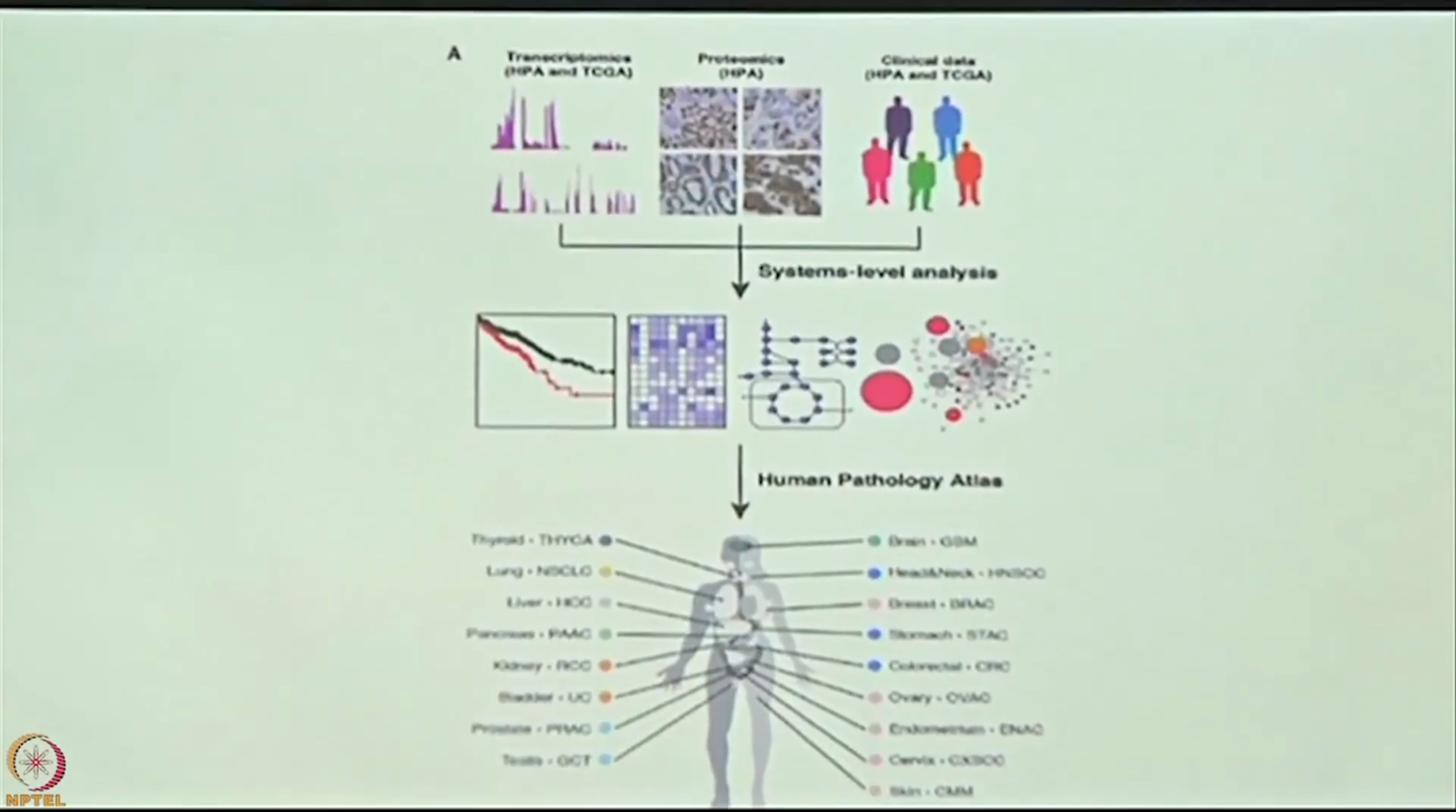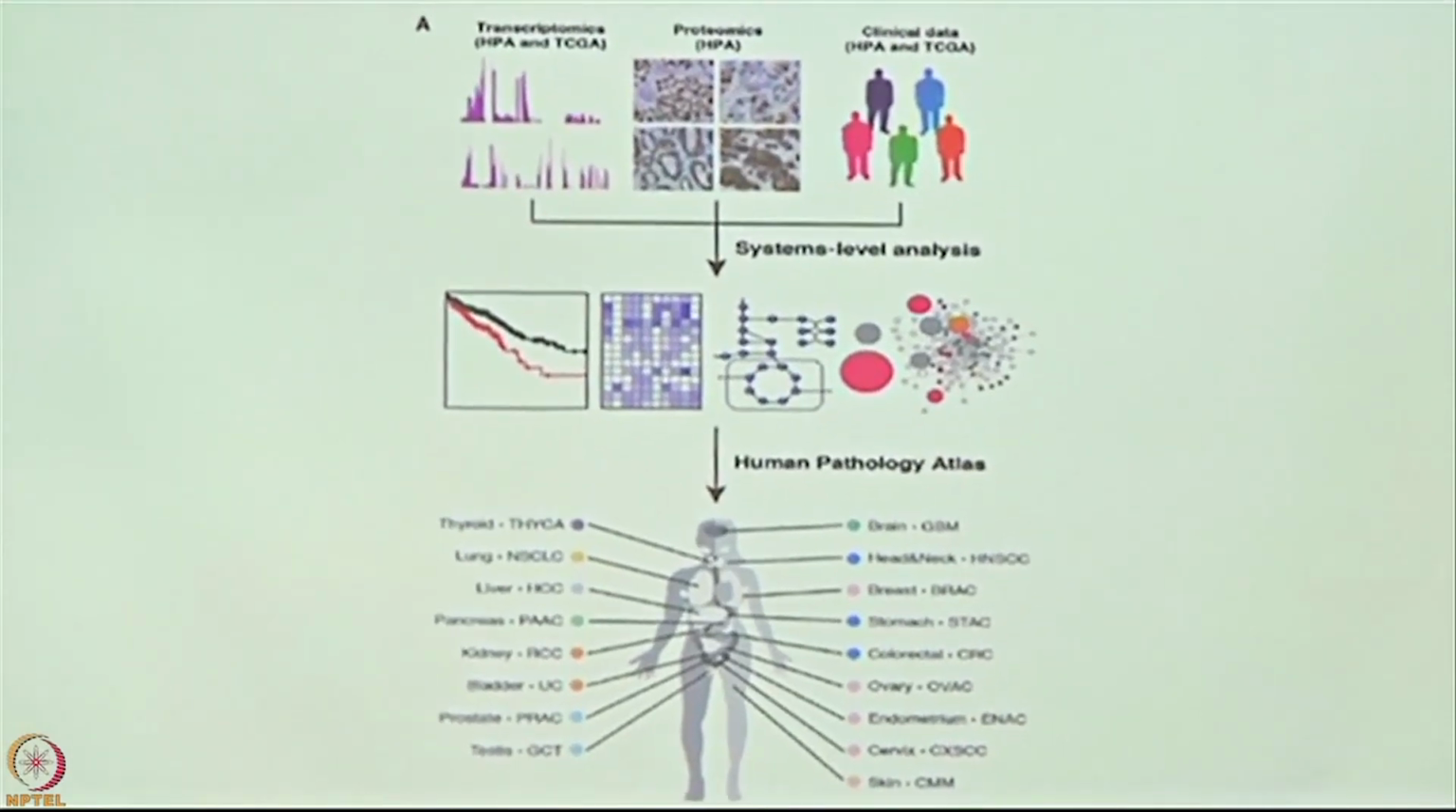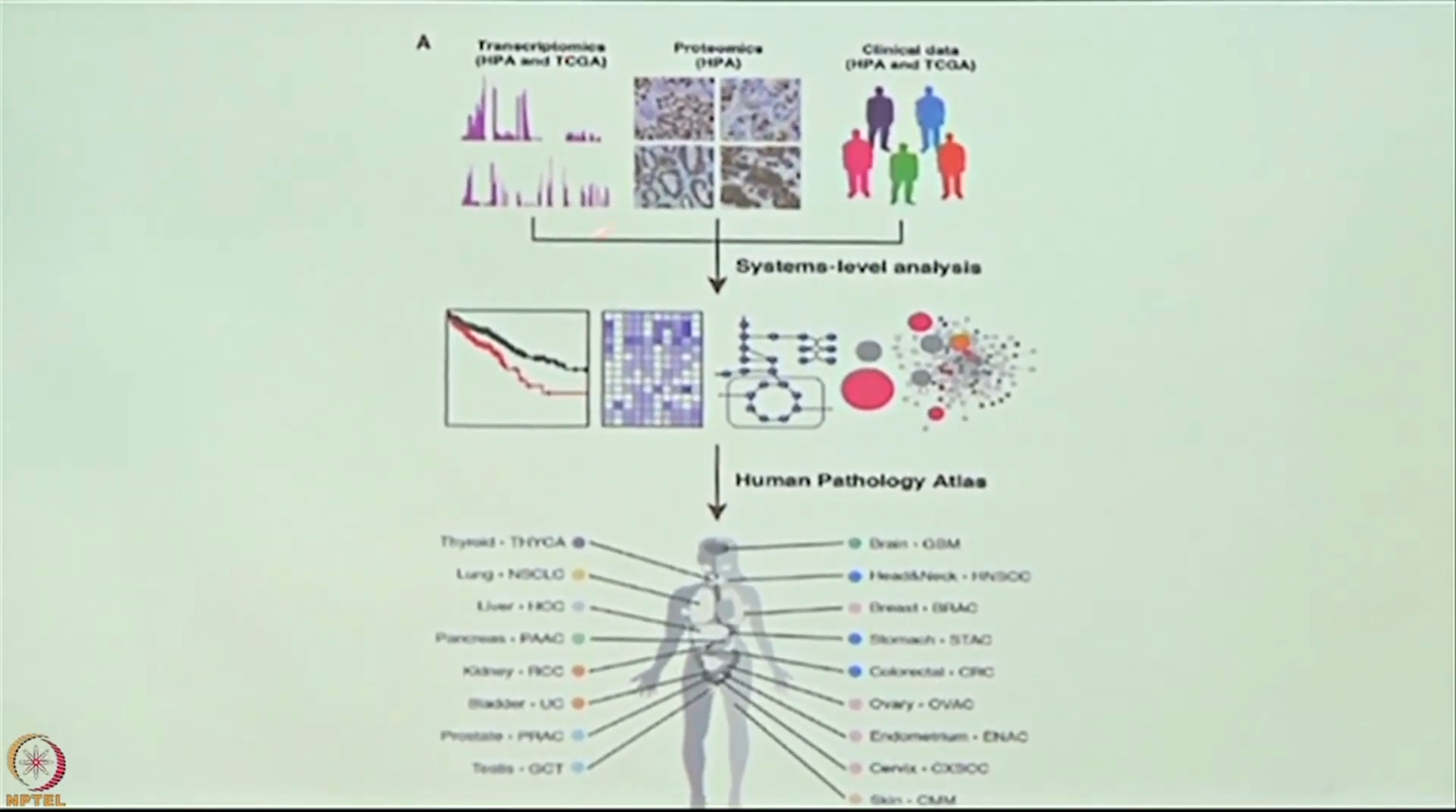That was how the program worked out. How do you determine that whole chain? So the transcriptomics was taken from the Cancer Genome Atlas and the HPA. The HPA contains the immunohistochemistry stained images, and the clinical data was got both from HPA and the Cancer Genome Atlas. A systems level analysis was done that gave rise to the Human Pathology Atlas. So when you look at this diagram on the website, you can click any of these cancers and you will be taken to that data.